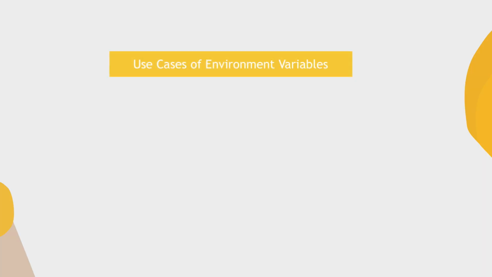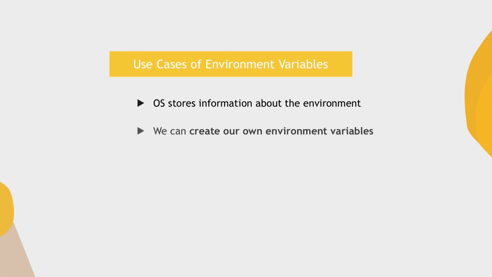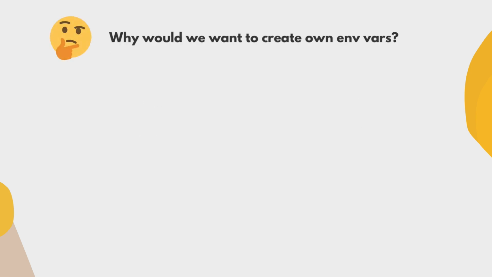As I said, operating system creates these environment variables to store information about the environment. But this is just one use case of environment variables in an operating system, because they have many more usages. For example, we can also create our own environment variables in addition to what system already provides us with. Now, why would we want to do that? What is the use case of creating our own environment variables?